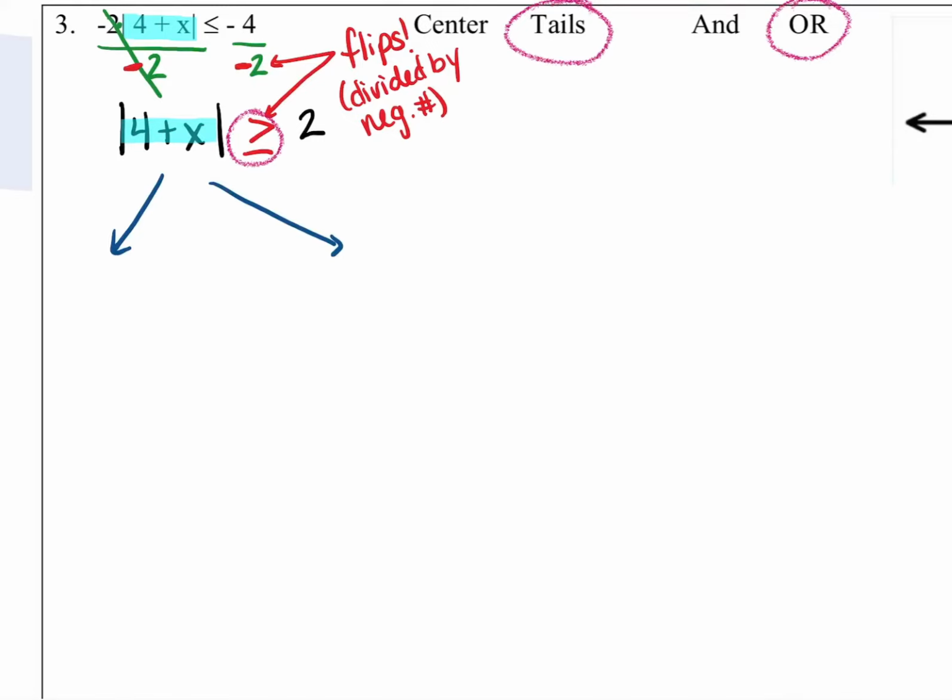Now notice how when we originally started the problem, we had a less than or equal to, also known as an and compound inequality. But our absolute value wasn't isolated. We had that negative 2 straggler hanging on in the front. So we need to make sure we isolate that absolute value first in order to determine where we actually need to shade.